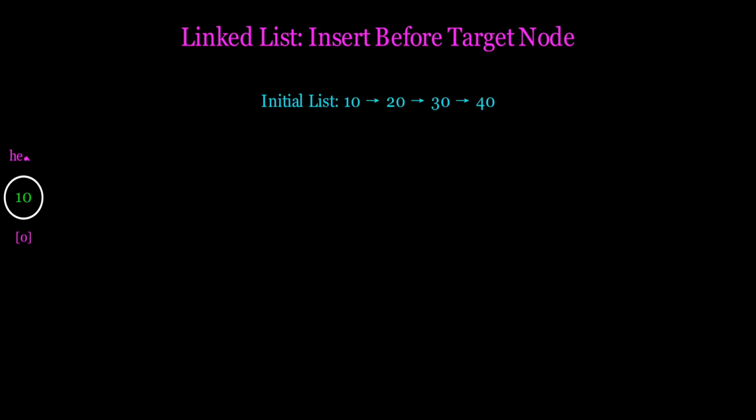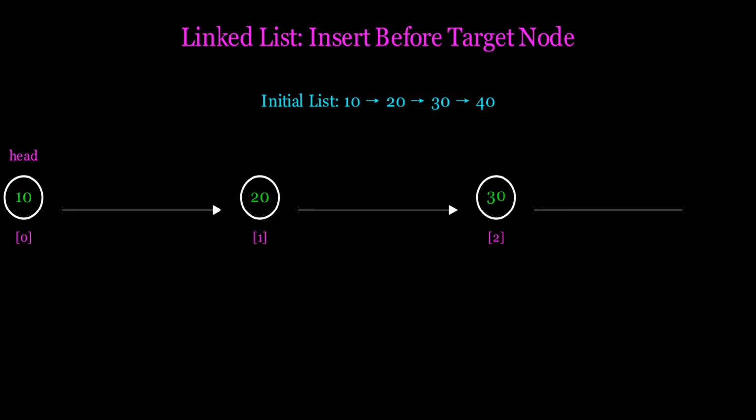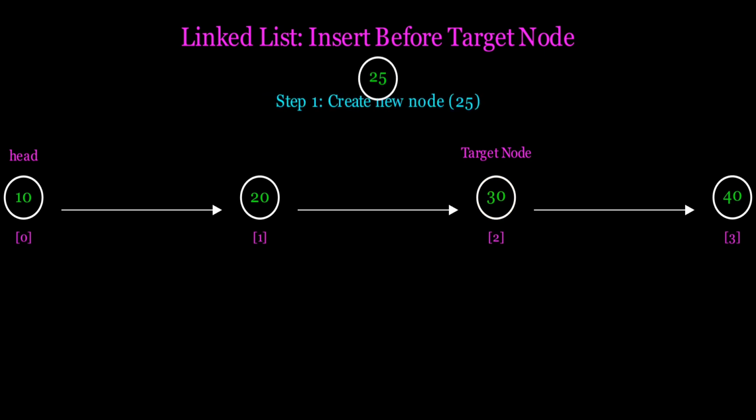Now we will explore how to insert a new node before a target node in the singly linked list. Now we have a linked list with 4 nodes. Our goal is to insert a new node with the value 25 before the target node 30. The first step is to create a new node with the value 25. This node will eventually be inserted to the list. Next, we need to find the node that comes before the target node. We start from the head and traverse the list until we reach the node with the value 20, which is the node before our target.